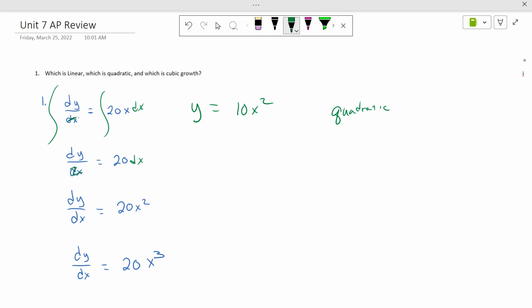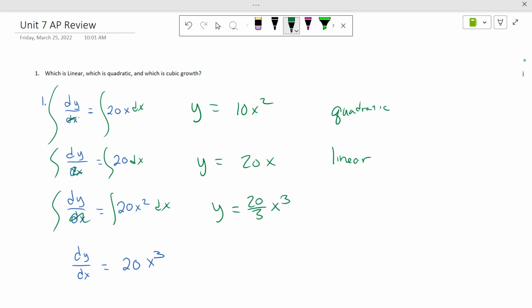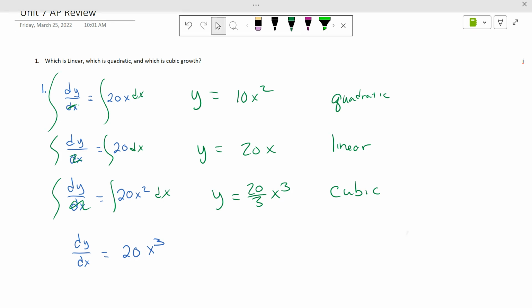If we switch this to dx and integrate, what does this become? 20x. What type of growth is this? Linear. Dx. Integrate this. What does this become? 20 thirds x cubed. What type of growth is this? This is cubic. And then this is quartic, because this would be 5x to the fourth. But it doesn't ask that for that. Okay?